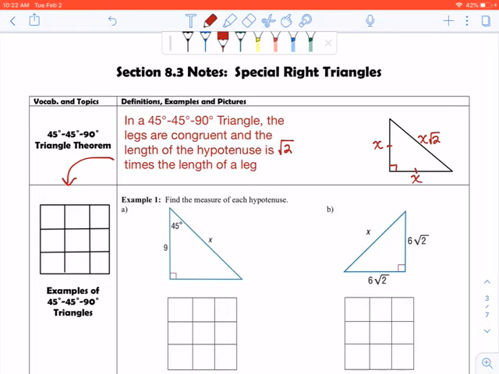If we know two of the sides, then we could use the Pythagorean theorem to find the third, but a lot of times with these types of triangles it's easier to use that the legs are congruent, so they're the same, and then the hypotenuse is the length of the leg times root 2. So when we're solving these, you'll see all these boxes below.